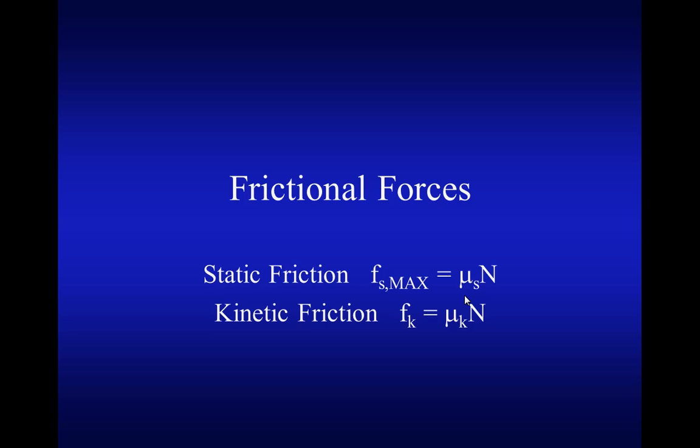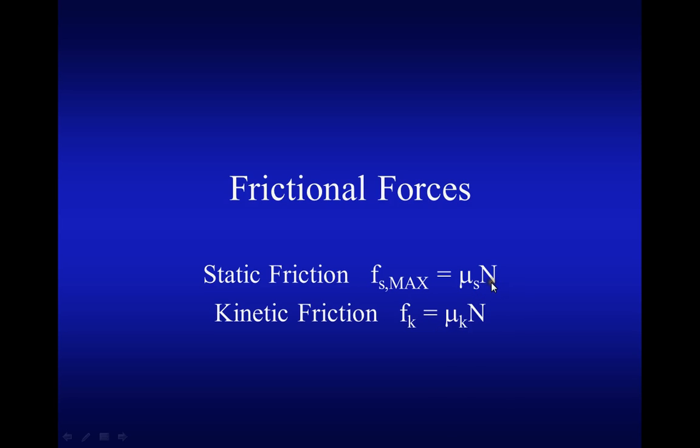Now you can keep pushing harder and harder, and eventually you'll achieve the maximum static frictional force. That's the force that it takes just to get it to start moving. And it's the coefficient, this little u thing, a Greek letter mu. Mu sub s is the static frictional coefficient. We'll look at a table of these values, times the normal force.